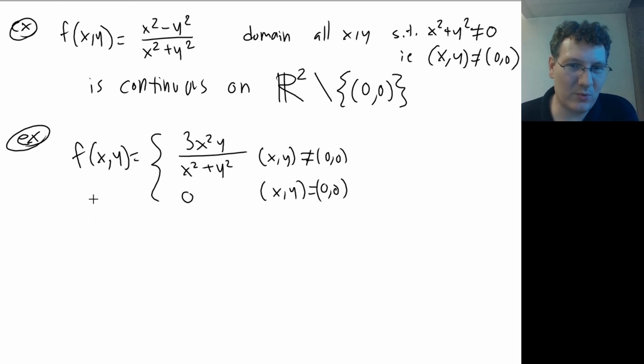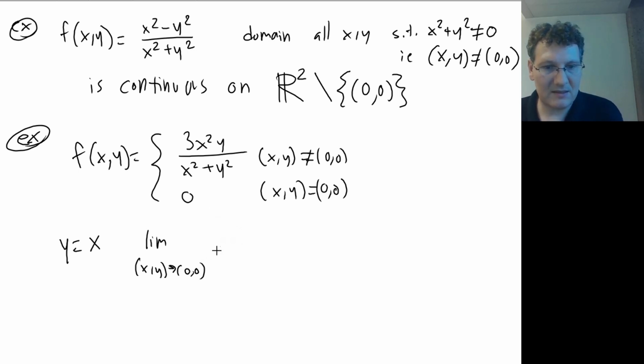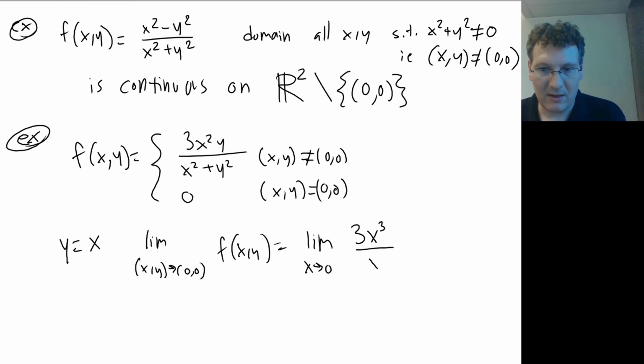For this one, you have to realize, if you're approaching, for example, along y equals x, then the limit as (x, y) approaches (0, 0) of f(x, y) is going to be the limit as x goes to 0 of 3x cubed over 2x squared, and this is going to be 0.